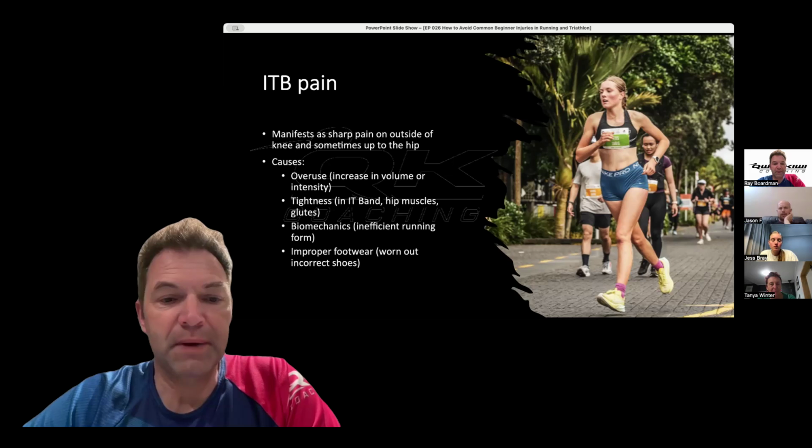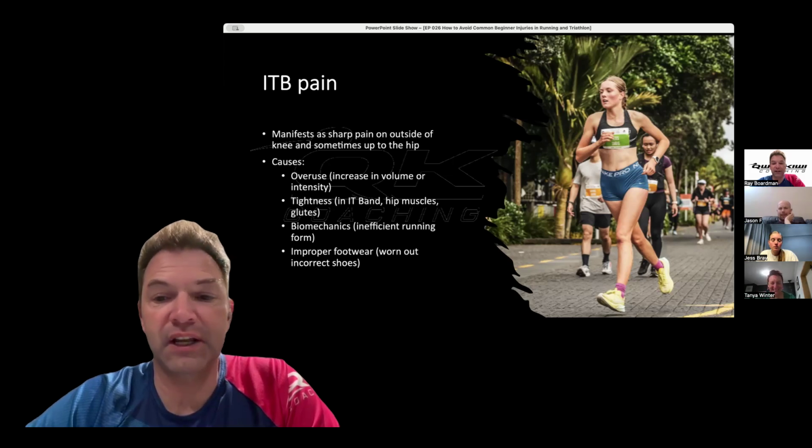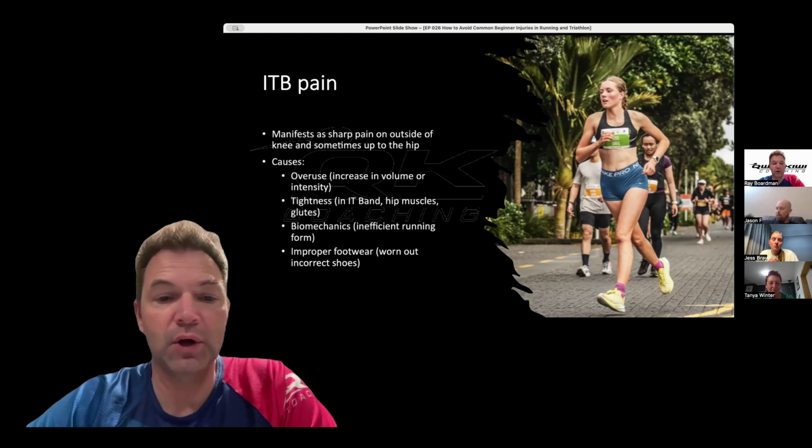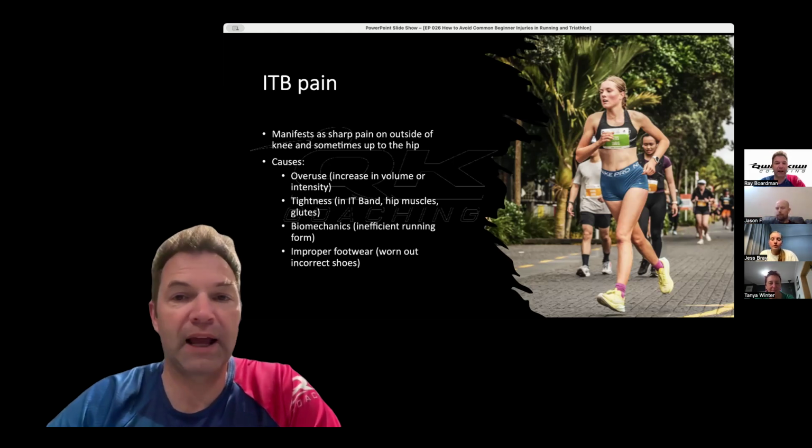Another cause of ITB issues are your biomechanics, particularly if you've got an inefficient running form, improper footwear. Once again, if your shoes are inappropriate for your foot type or they're worn out and need replacing.